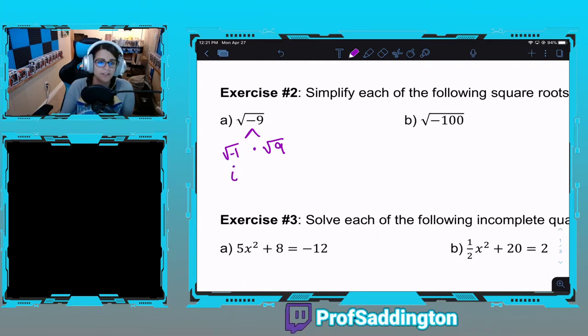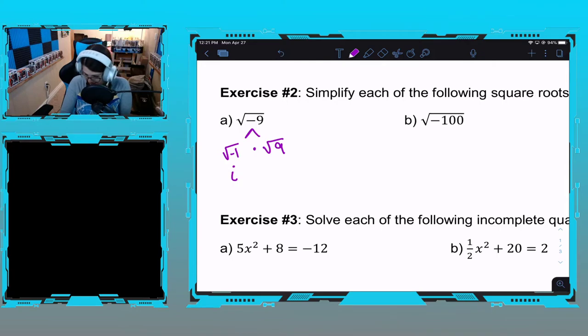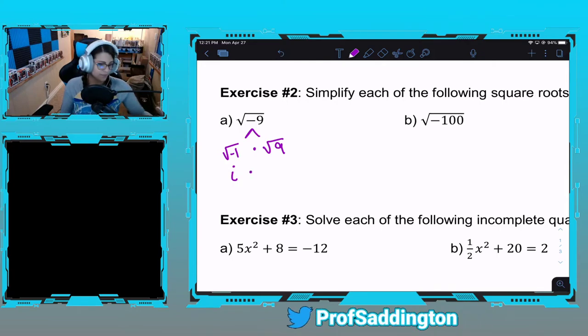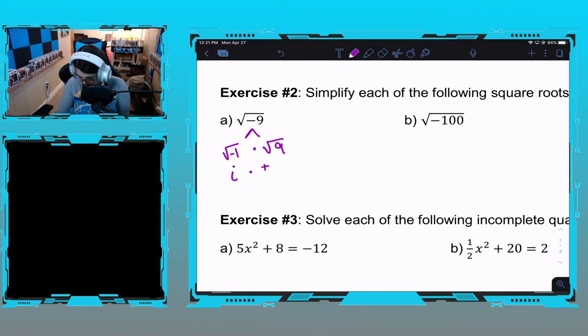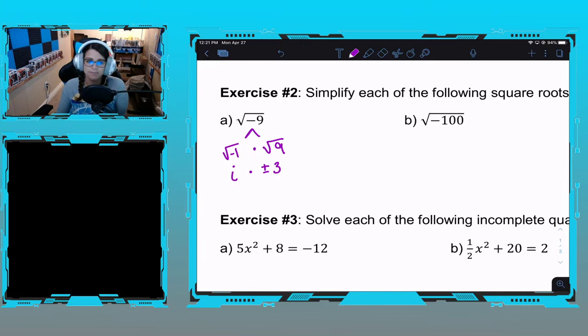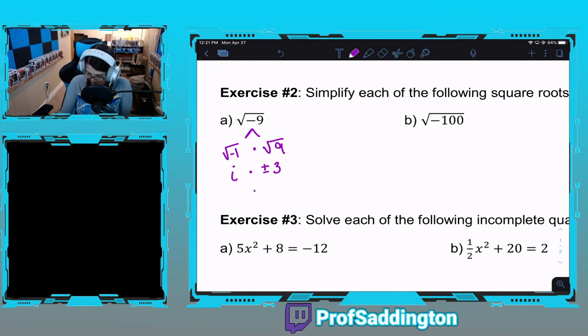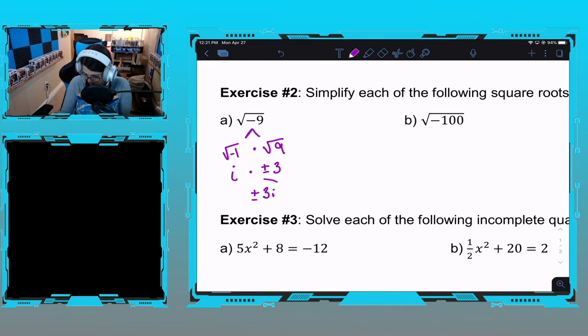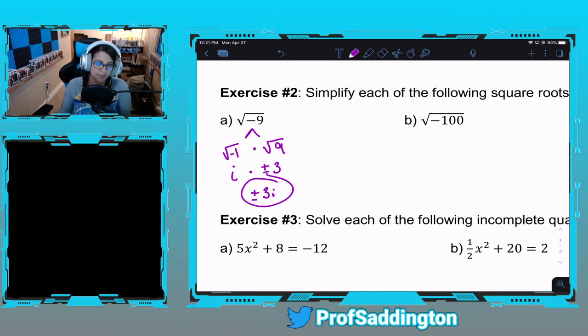You notice I put a little hook on the bottom. And that's times the square root of 9 is 3, technically plus or minus for both of these. Actually, I is just going to be I. So if I put that together, I get plus or minus 3I. So that's how that breakdown goes.